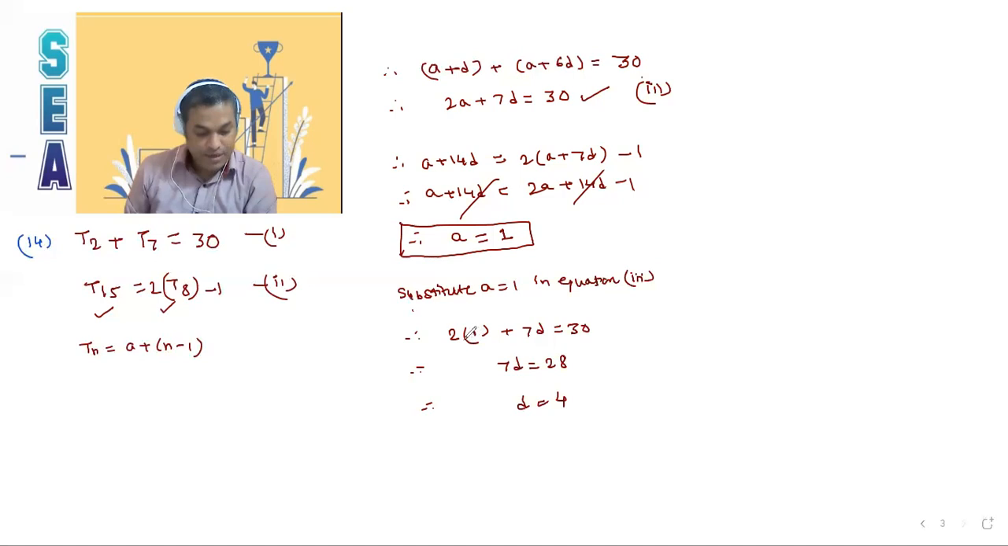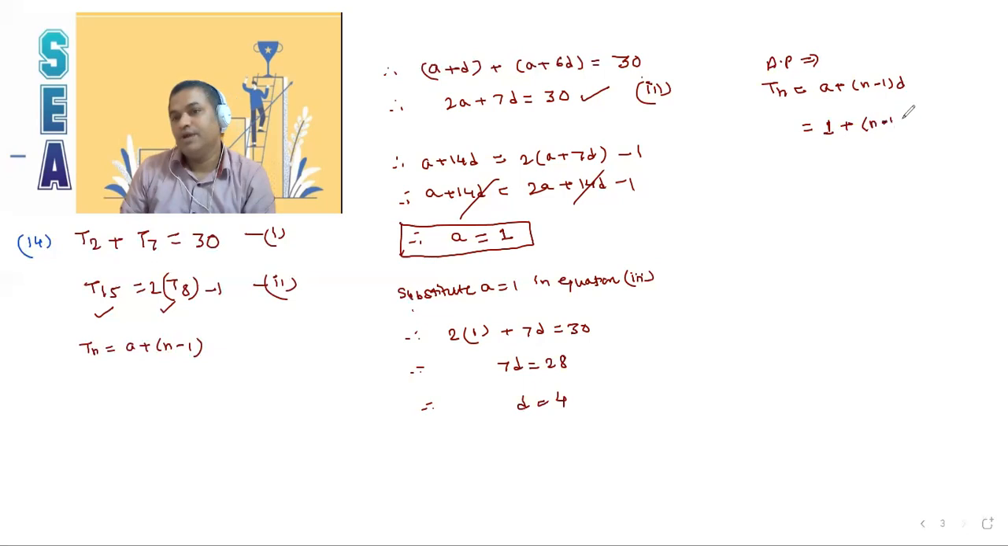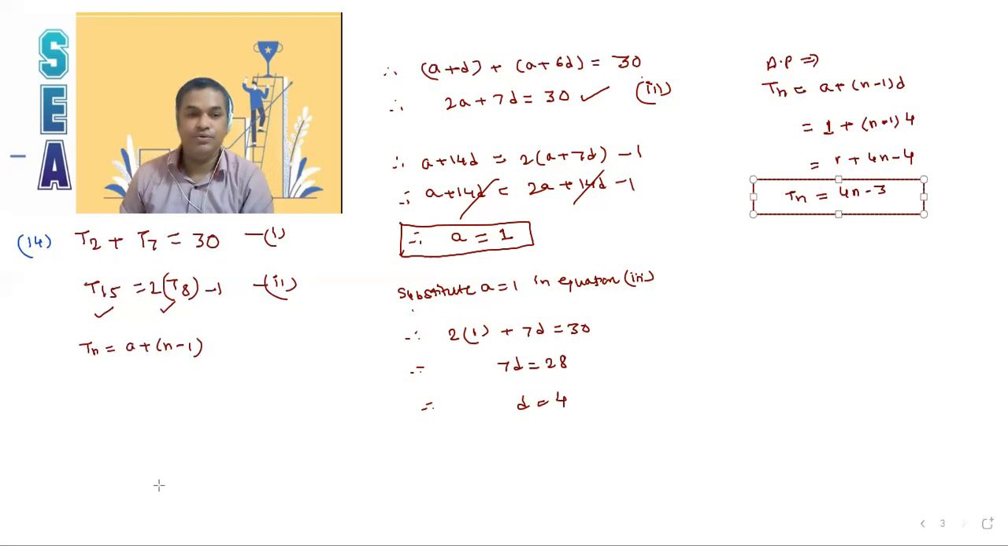So now they have asked us to calculate the AP. So Tn is equal to a plus n minus 1 into d. Our a is equal to 1, plus n minus 1 into 4. So 1 plus 4n minus 4. So this Tn is equal to 4n minus 3.